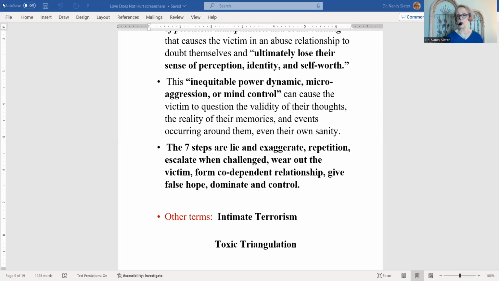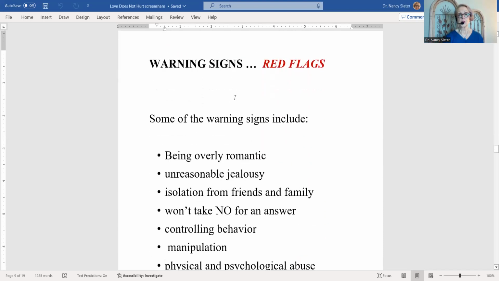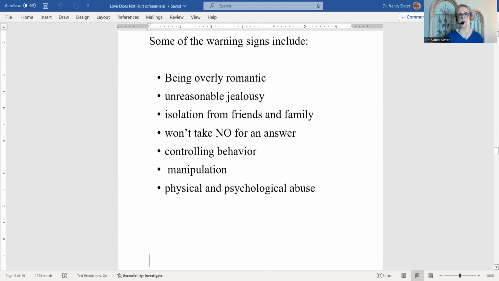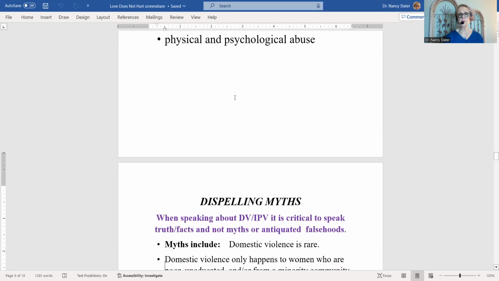All right, let me bring up the screensaver again. And we will lower this down. We'll skip over the warning signs slowly so you can see them written.